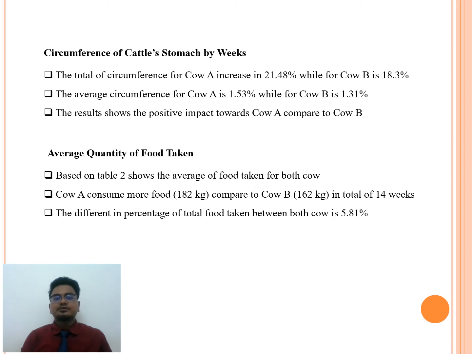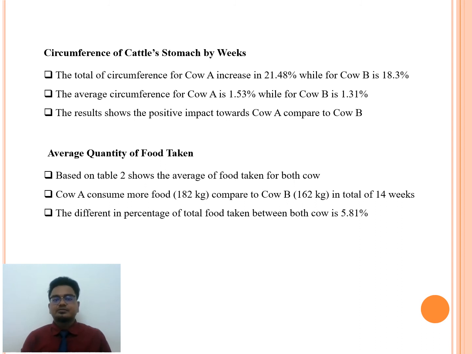The total circumference for cow A increased by 21.48% while cow B increased by 18.3%. The average circumference increase for cow A is 1.53% while for cow B it is 1.31%. The result shows a positive impact towards cow A compared to cow B.